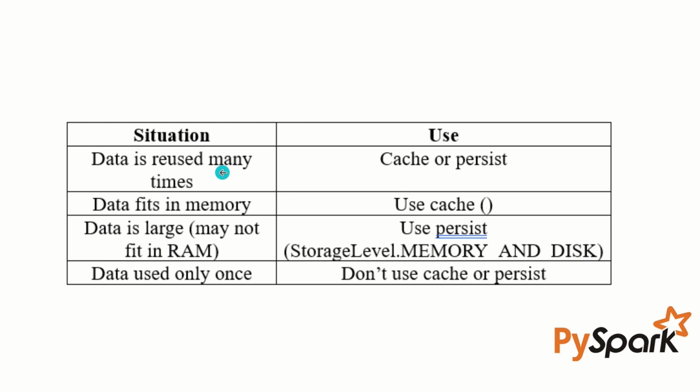So when to use what? Data is reused many times: you can use either cache or persist. Data fits in memory: use cache. Data is large: use persist. Data used only once: don't use cache or persist.